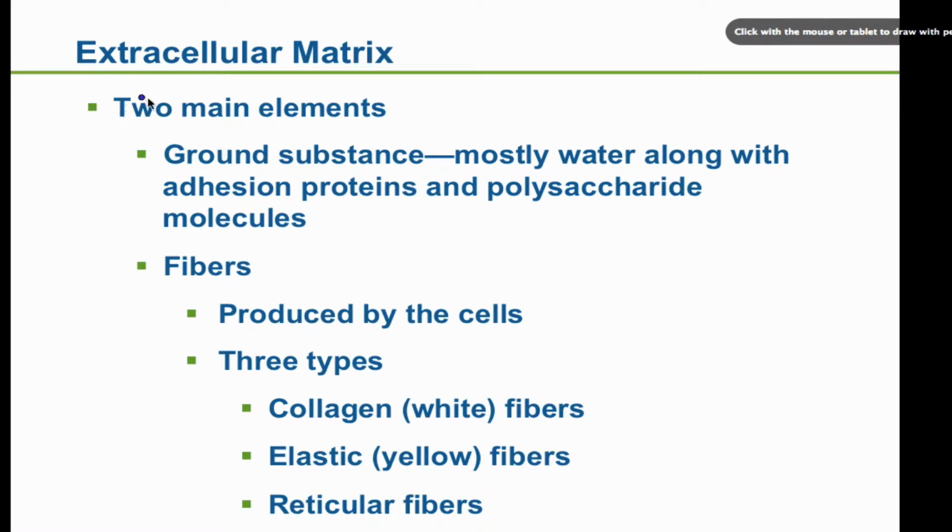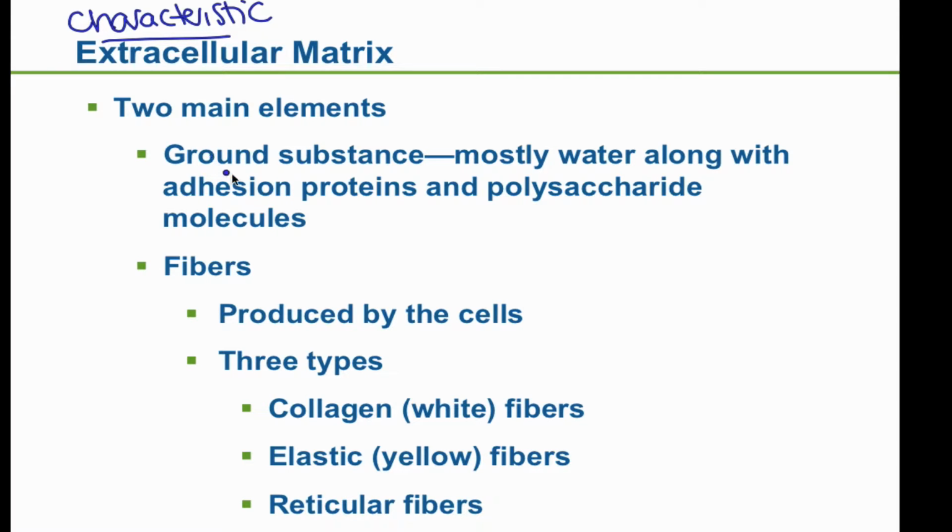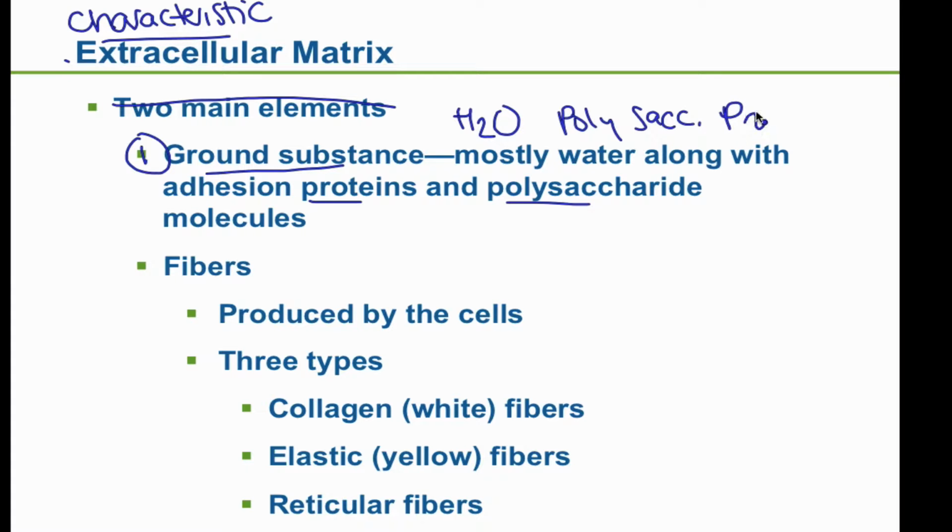So, if you wrote in the characteristics, so you have the characteristics column, basically, we talked about extracellular matrix. You don't need to write that there are two main elements. Ground substance is the first. Ground substance is H2O, polysaccharides, and proteins. Part 2 are the fibers. Okay, fibers are going to be, and let's just cross that out. The fibers are going to be collagen, which are white fibers, elastic, which are yellow, and then reticular fibers. So that all should be under the characteristics column.